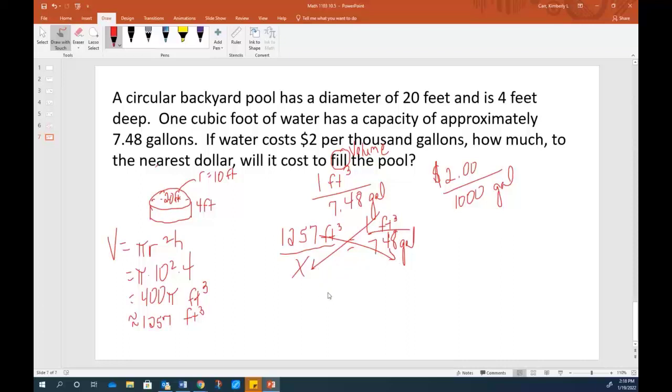And I thought I would have a highlighter there, but I'm just wanting to multiply. So I need to take 1257 times 7.48. I guess use parentheses so that my decimals don't look the same. And that's going to be my cross product, and that will equal 1 times x. So 1257 times 7.48, and that comes out to approximately, and it's not exact because again I am rounding, that comes out to 9,402 gallons.